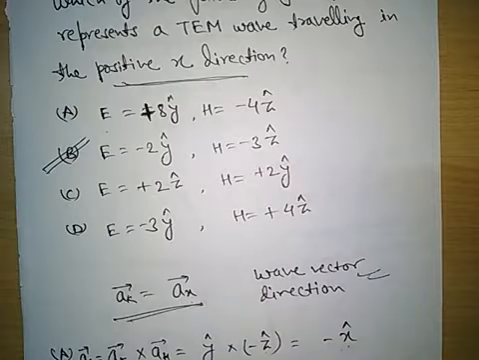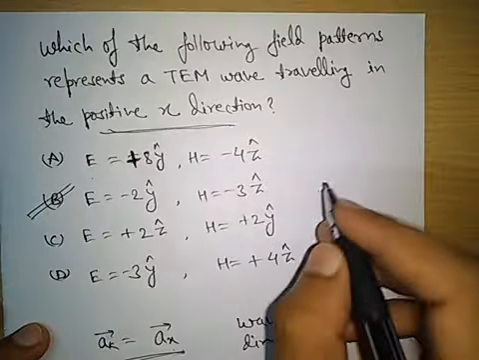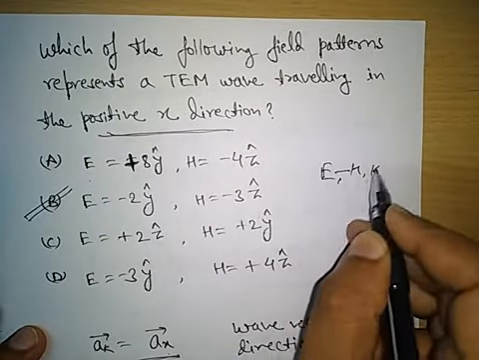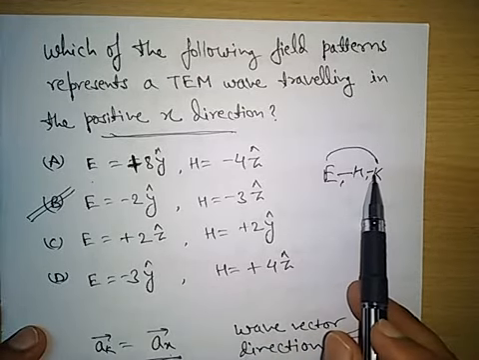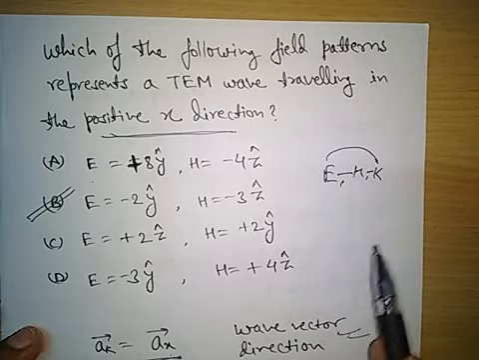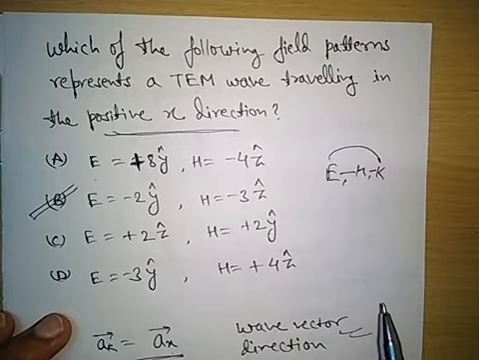So in this way we can do questions related to this concept, and it is a very easy concept. We just have to learn that E, H, K are cyclic, means in this way we can go: E cross H results in K, K cross E results in H, and so on. This is the only concept that will be used in solving this question.